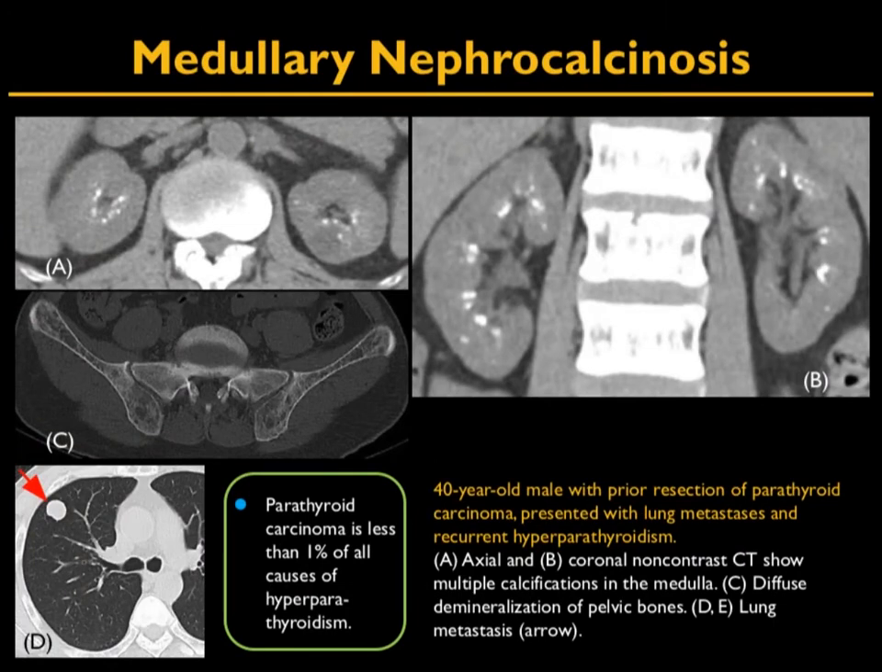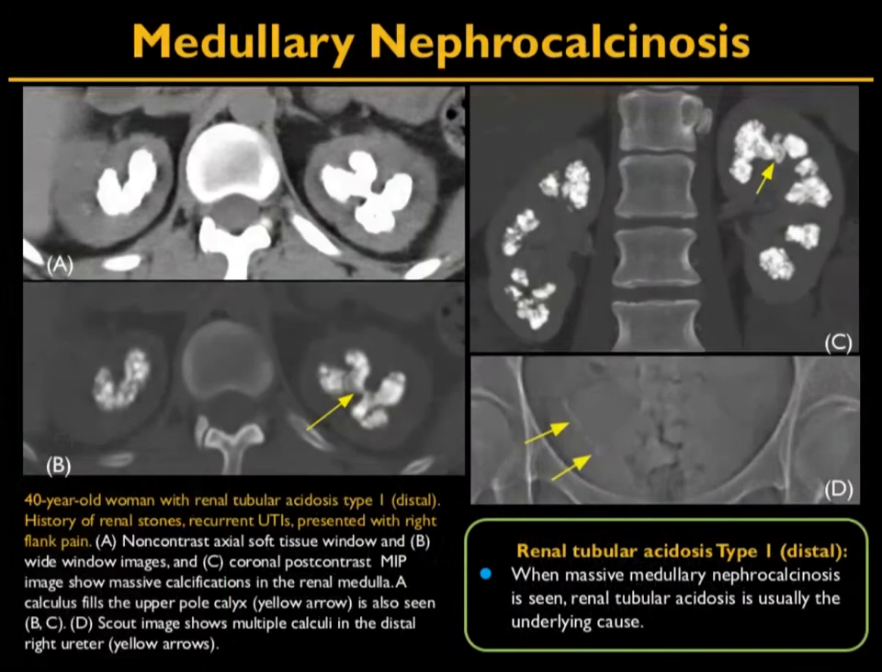Good example here of medullary nephrocalcinosis. We mentioned parathyroid carcinoma is less than 1% of all causes of hyperparathyroidism, but it is the classic presentation, very nicely shown here. And here's just an example of medullary nephrocalcinosis, a very, very impressive CT appearance. Again, look at both the non-contrast and the contrast scans. With renal tubular acidosis type 1, when you see massive medullary nephrocalcinosis, it's usually the cause.